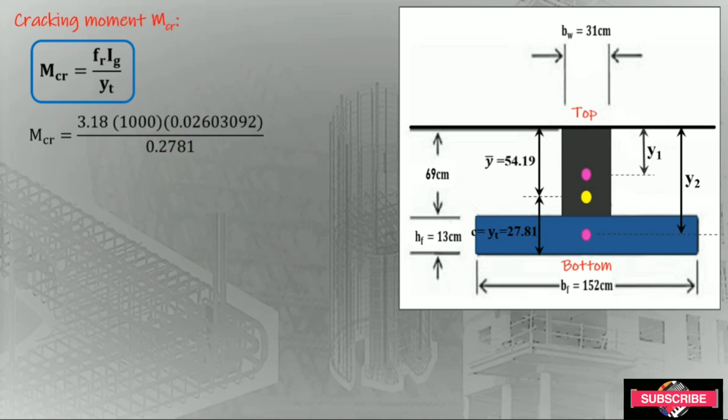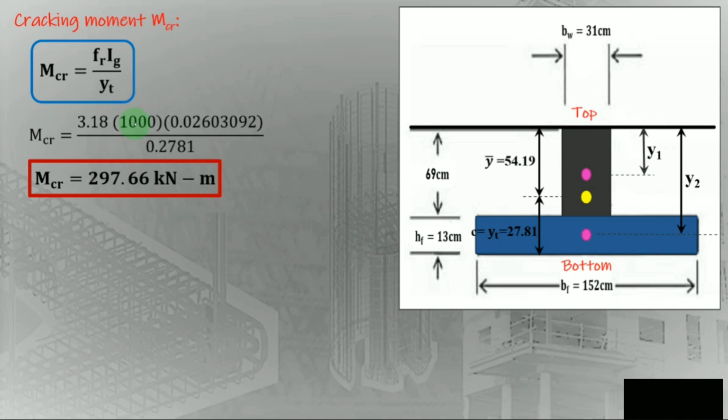Our unit here is in megapascal, so we need to multiply this FR by 1000 to make it into kilopascal, and afterwards we can have this value with the unit of kilonewton meter. So our cracking moment is equal to 297.66 kilonewton meter.